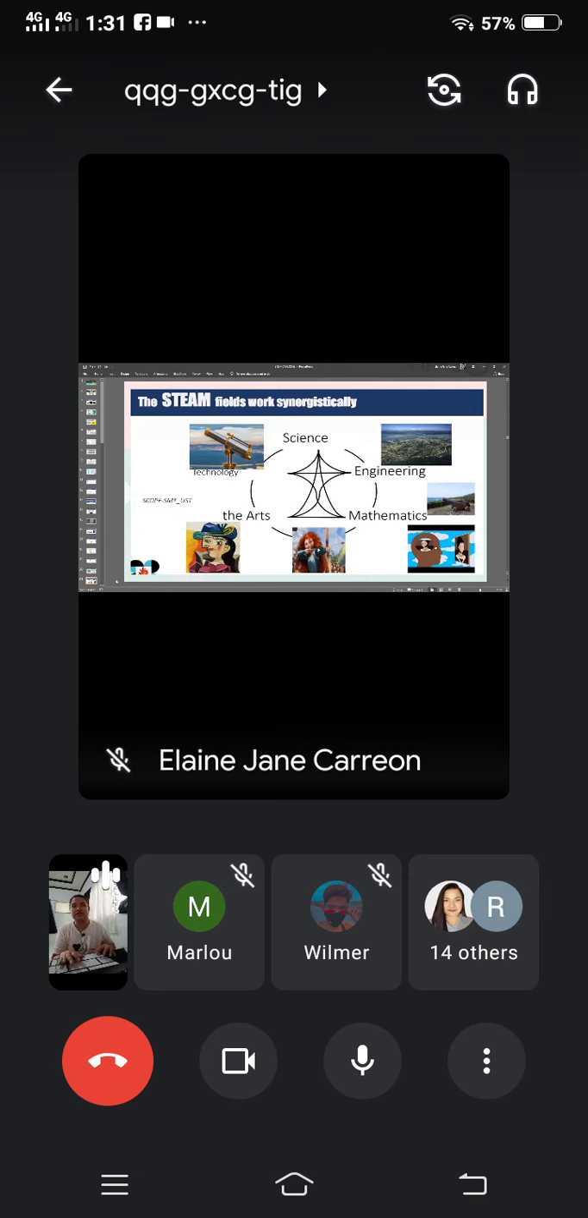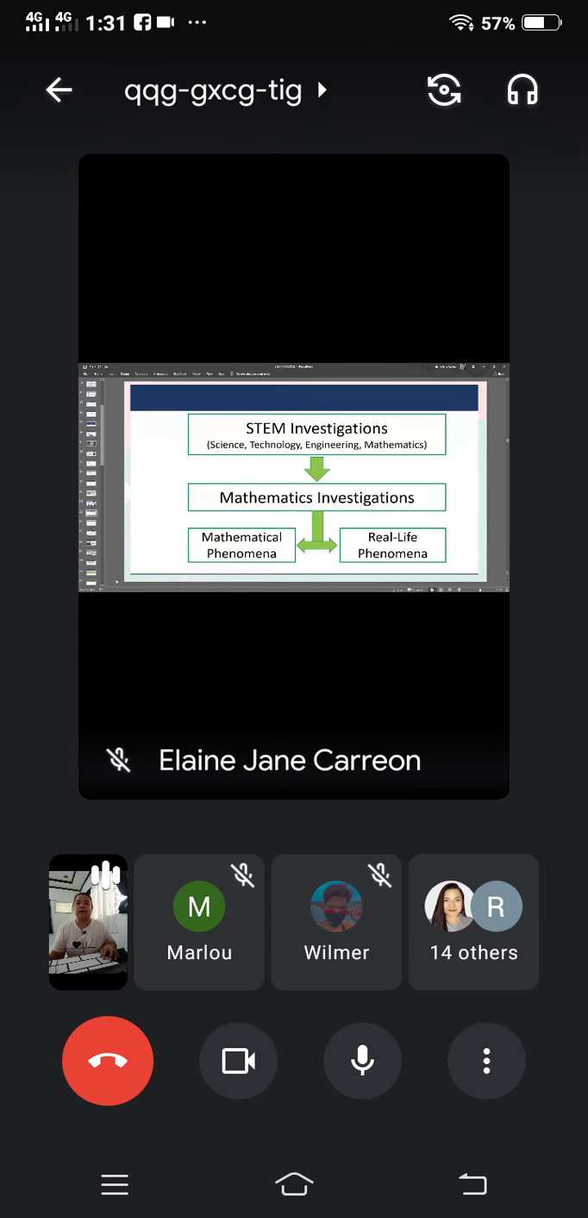So in the fields of work synergistically, isinaling niya yung arts. So STEAM stands for science and technology, engineering, arts, and mathematics. So you are going to make an investigation which has something to do with the process of mathematics investigation. While mathematics investigation is the bridge between mathematical phenomena or real life phenomena.